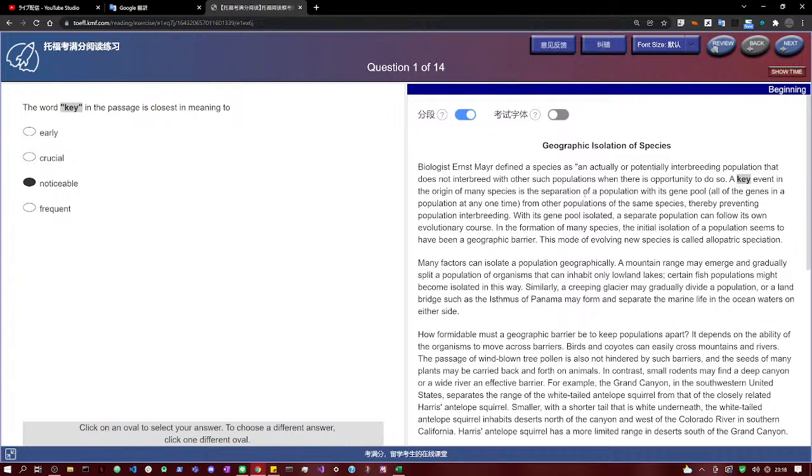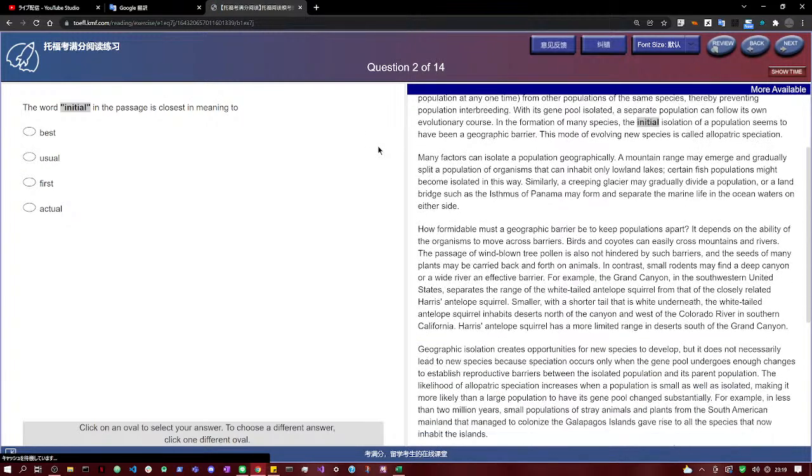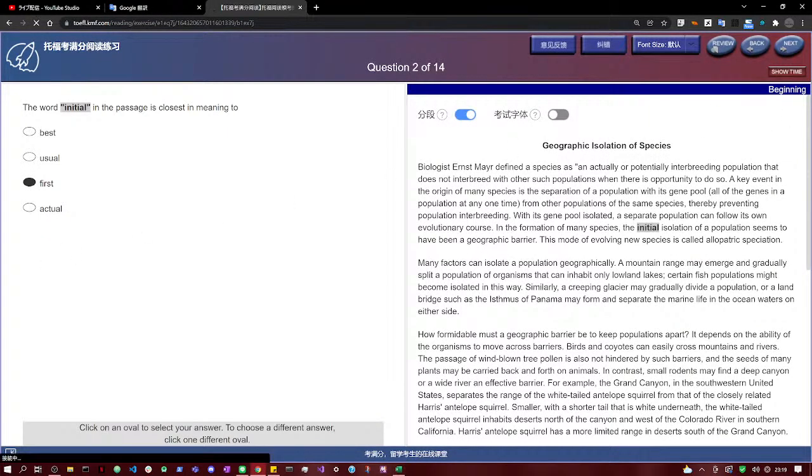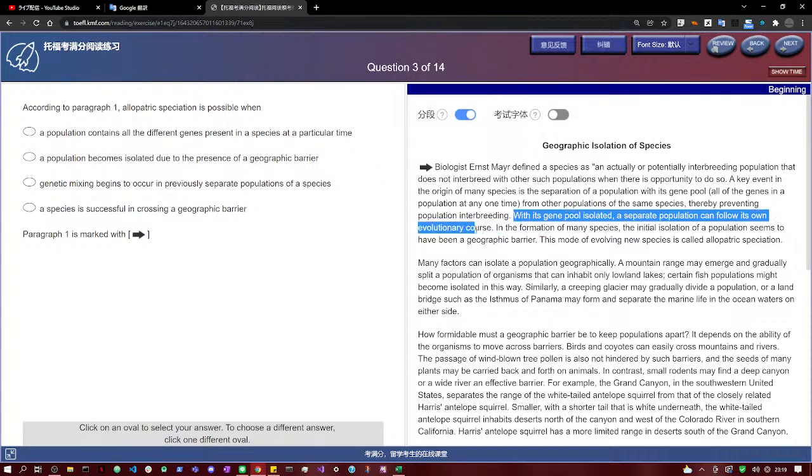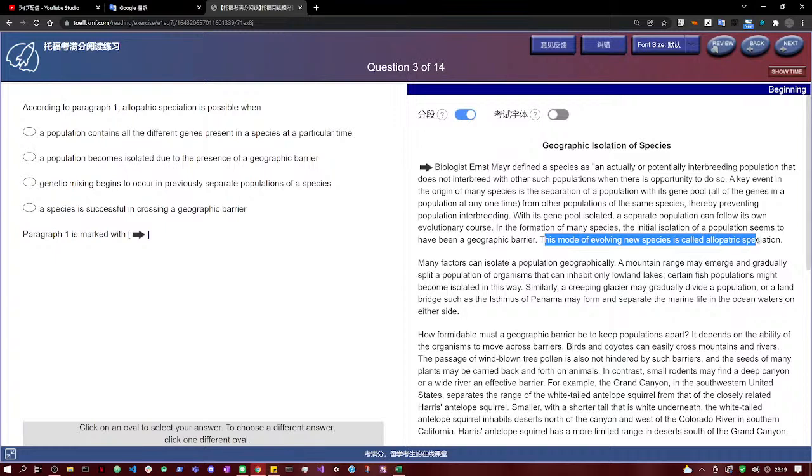All of the genes in the population at any one time from other populations of the same species. Initial means first, right. From other populations of the same species, thereby preventing population interbreeding. I don't get it. With its gene pool isolated, a separate population can follow its own evolutionary course. In the formation of many species, the initial isolation of the population seems to have been a geographic barrier. This mode of evolving new species is called allopatric speciation.